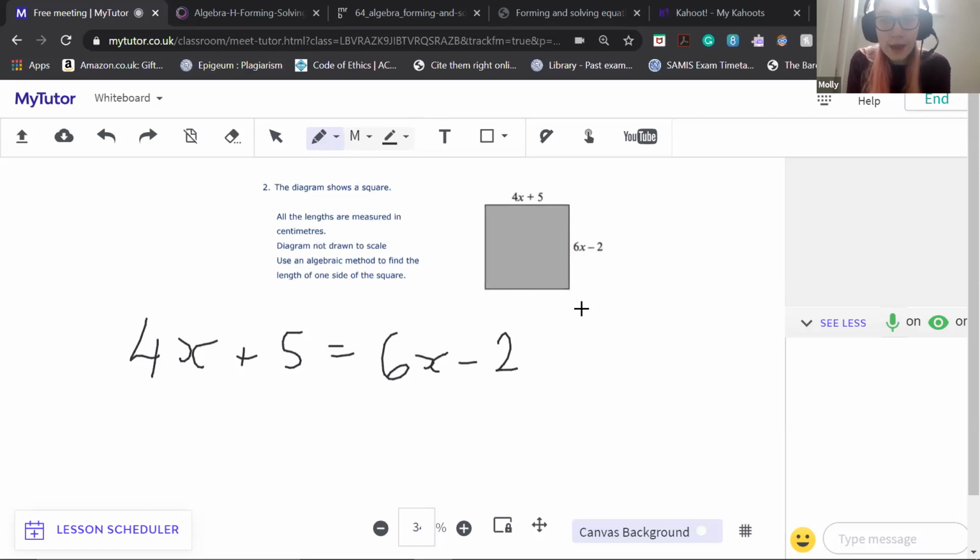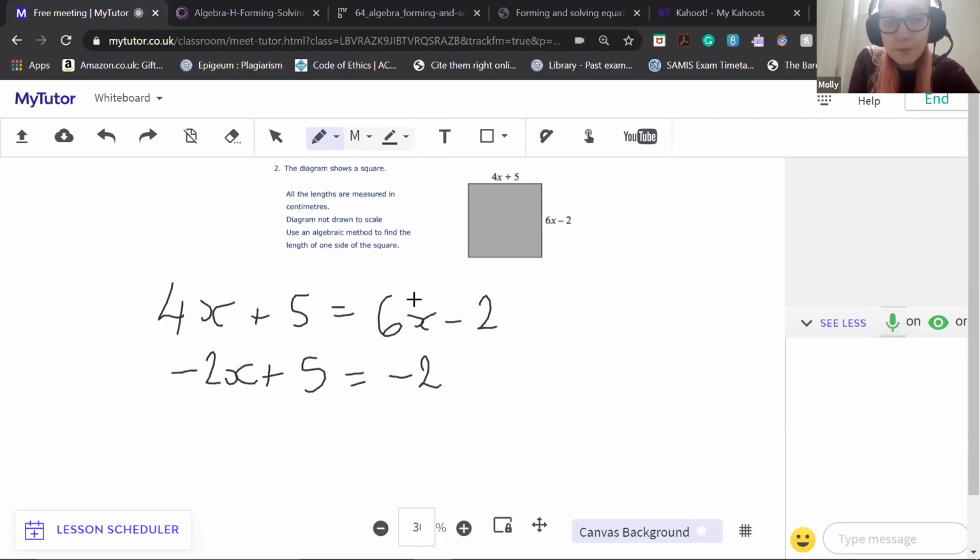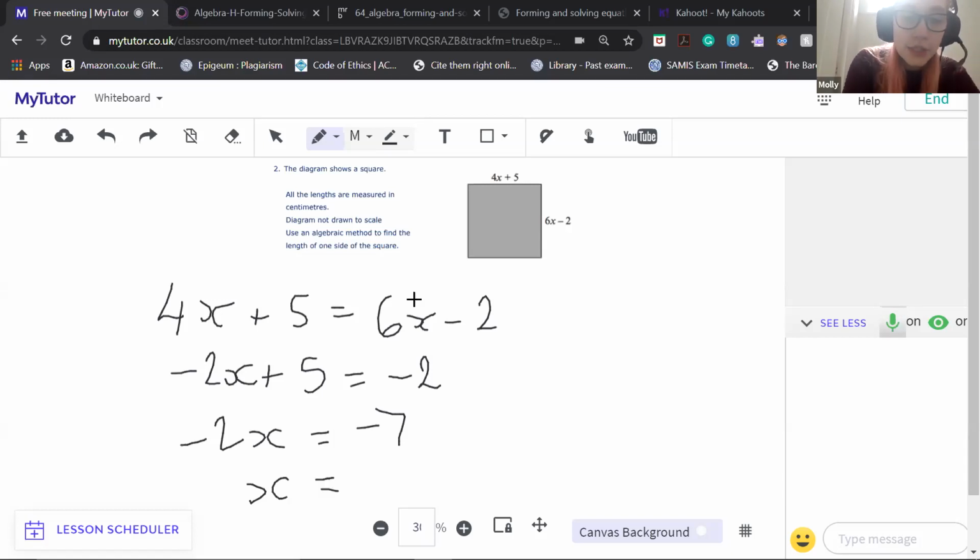So to solve equations like this, we want all the x's on one side and all of the numbers on the other. So let's move that 6x over to the left. So we're going to subtract 6x from both sides. So we get minus 2x plus 5 equals minus 2. Do let me know if you want me to go slower on this rearranging as well. And then we're going to move the 5 to the other side. So subtract 5 from both sides. So minus 2x equals minus 7. And then to get x by itself, we just divide both sides by minus 2. So x is 3.5.